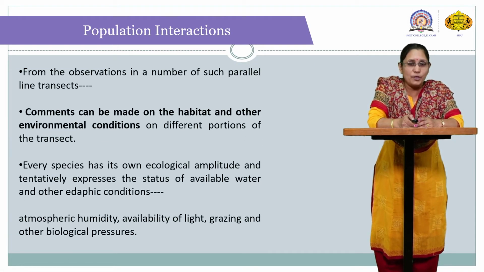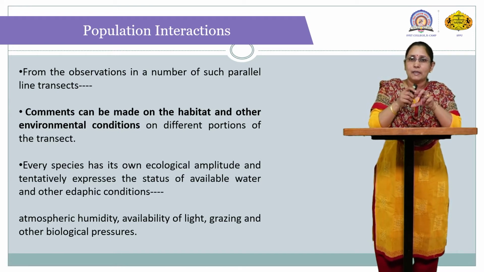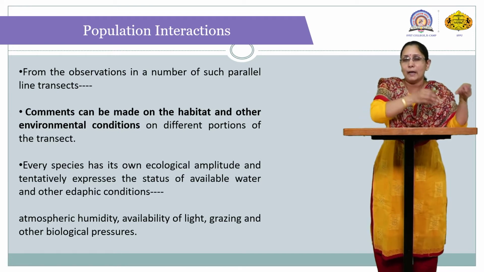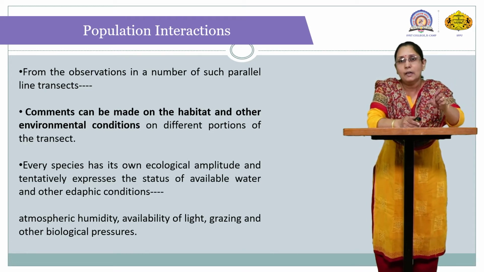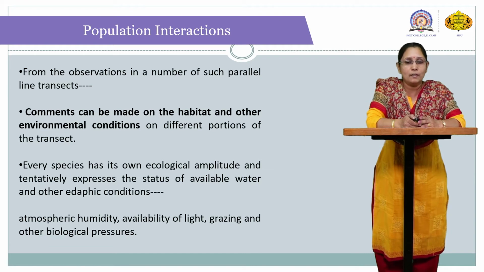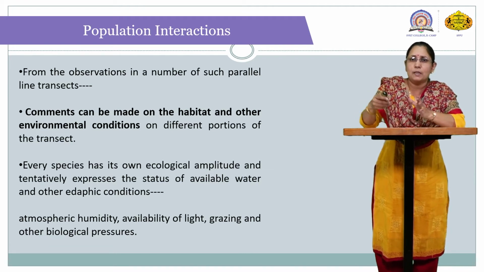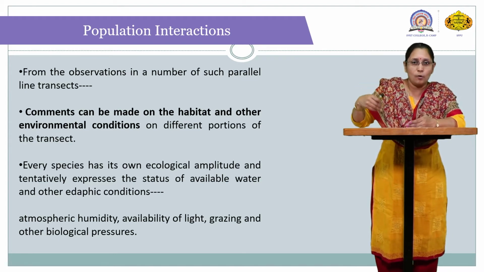Then from this observation, in a number of such parallel line transects, what can happen? We can make comments, or we call it a description. It means what we exactly analyzed from that particular line transect method in, suppose, X vegetation. So comments can be made on the habitat and other environmental conditions on different portions of the transect. You have to describe it properly. We call it making the comment, so comments will be made accordingly.